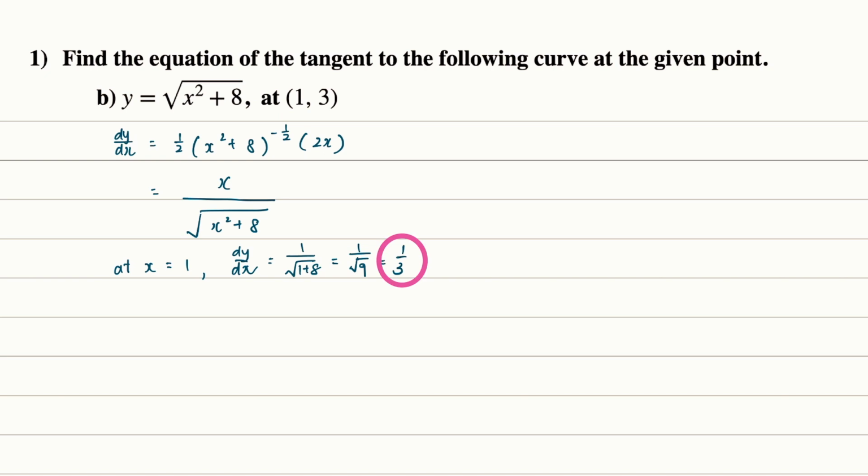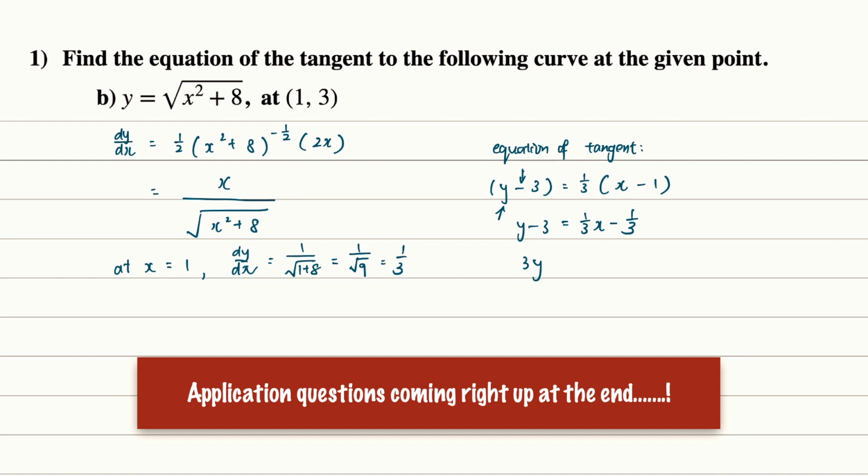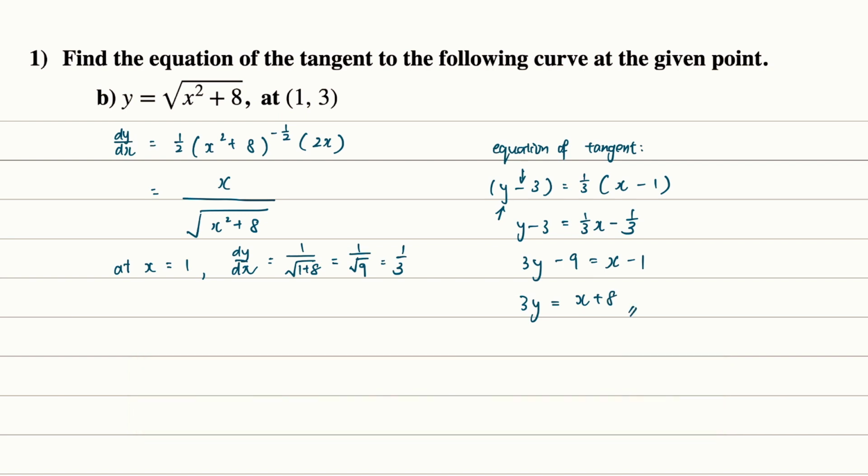Now, we have the gradient over here, and we have the coordinates of the point where the line passes through. So we can then form the equation of the tangent using this format, y minus 3. It always begins with a y and always has a minus in the center. It's equal to 1 over 3 times (x minus 1). Y minus 3 is then equal to 1/3 x minus 1/3, and 3y minus 9 is equal to x minus 1. Now I have multiplied 3 on both sides of the equation so that I can eliminate the fractions, and we can conclude that 3y equals x plus 8. And so this is the equation of the tangent.